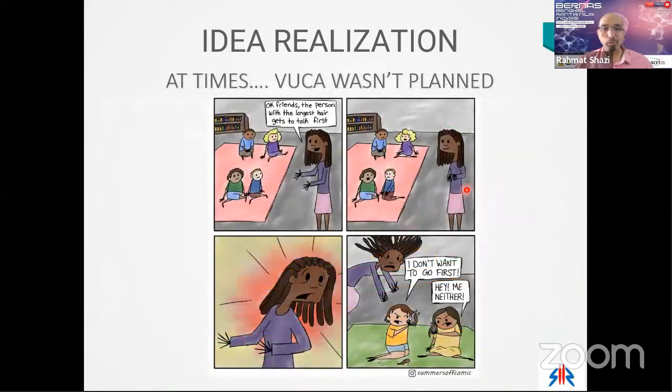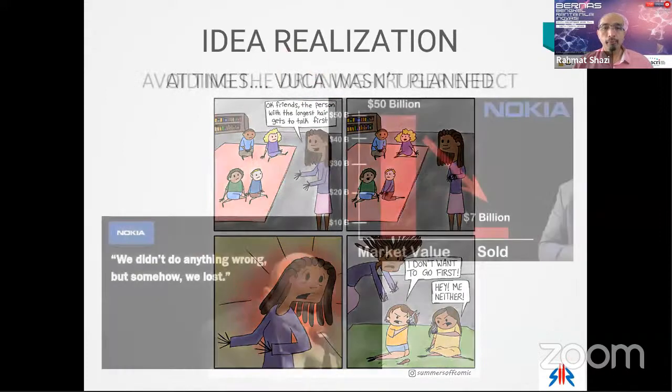And sometimes, talk about VUCA, sometimes VUCA is not planned. For example, the teacher says, okay, the person with the longest hair gets to talk first, and everybody starts cutting their hair. That was not intended. That wasn't the plan. So that's why it's VUCA, volatility, uncertainty. And this is happening more often as time passes. We are faced with a challenge here, so we need you to help us manage this with innovations.